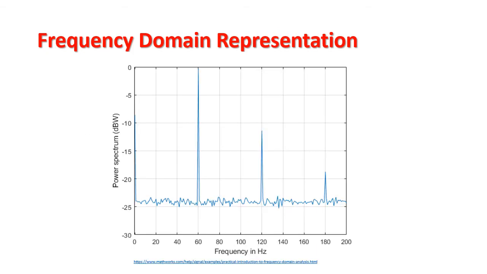Another way of visualizing the frequency content of a given signal or system is a display from a spectrum analyzer. The spectrum analyzer displays the power on the vertical axis versus the frequency on the x-axis. In this example, we have 60 Hz, 120 Hz, and 180 Hz with their corresponding power levels.